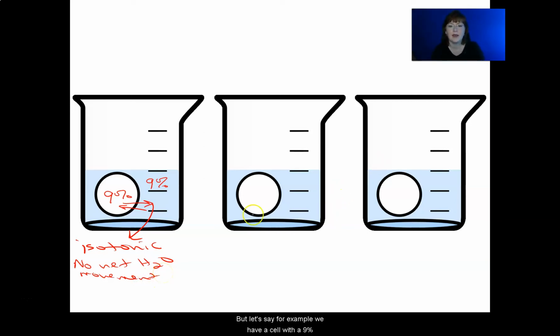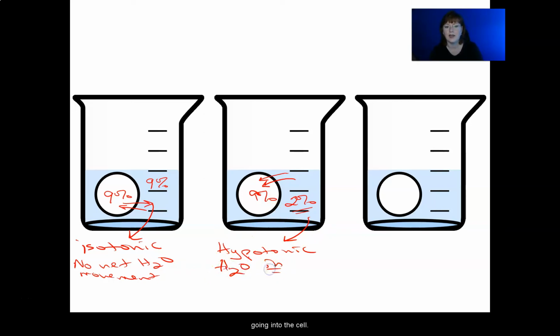But let's say, for example, we have a cell with a 9% concentration inside, but I put that into a solution that only has 2% solute. If there's less stuff in that water around the cell, that means there's more room for water, right? In this case, since we say there is less solute out here, we say that this ECF is hypotonic to that cell, and there's more water out there. So then that means that this extra water is going to want to go down its gradient and move into that cell. So we get water going into the cell.